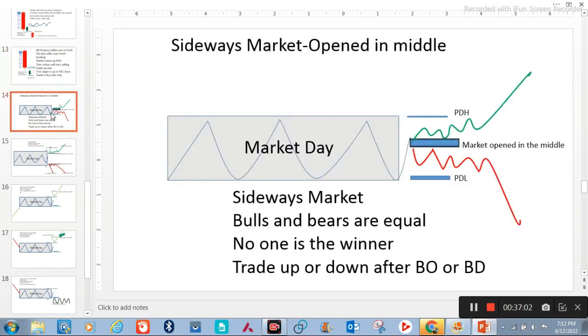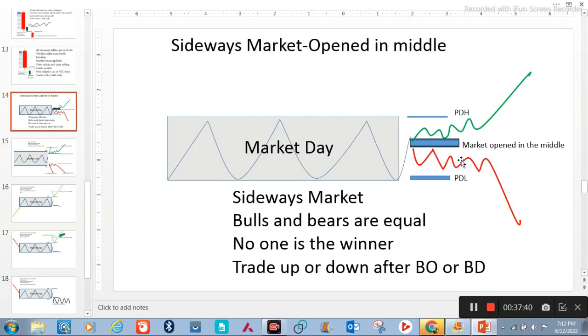Now take the scenario of a sideways market. Earlier I told you there are three types of markets. One is the bullish market, another is the bearish market, and another is the sideways market. We have seen the bullish market and bearish market. Now we will see a sideways market. Suppose the previous day is a sideways market. Let us take the market day. It is a sideways market.